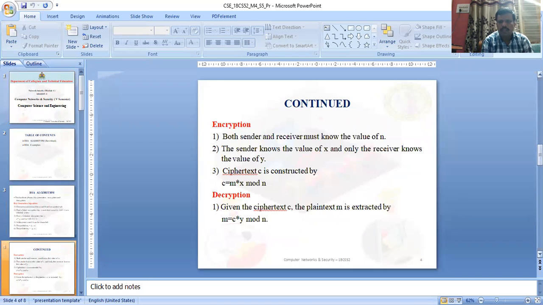As you know, both sender and receiver must know the value of n. Assume user A is the sender, who only knows the value of x, and user B is the receiver, who only knows the value of y. The ciphertext is calculated using C equal to m, the plaintext, to the power of x mod n. For decryption, given ciphertext C, the plaintext m is extracted by m equal to c to the power of y mod n. This is the decryption algorithm, and these are the methods they follow.